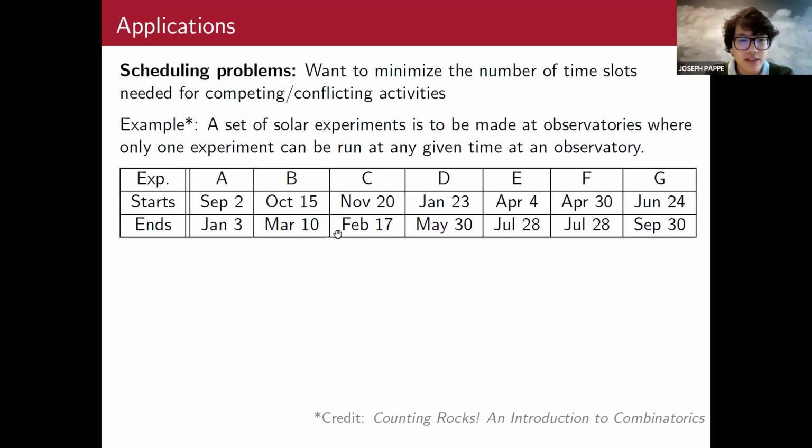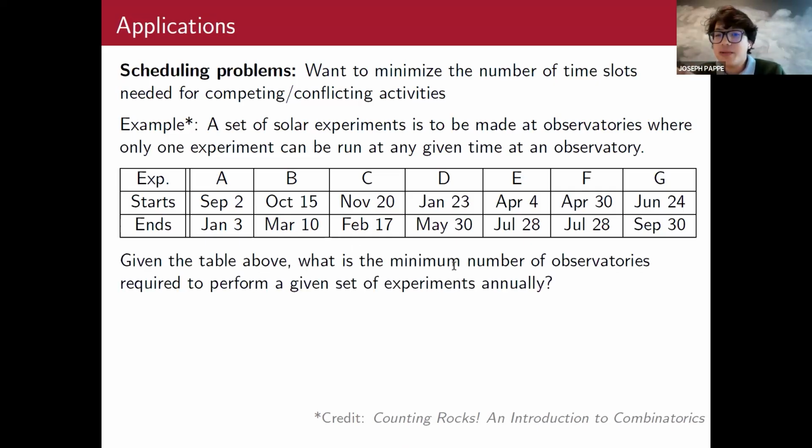So the question is, what's the minimum number of observatories needed to perform all of these experiments? How could we possibly model this as a graph coloring problem? We're going to model each experiment as a vertex, and then what are our edges? Well, our edges are like our constraints, right? Because our edges play the role of constraints on our graph colors.